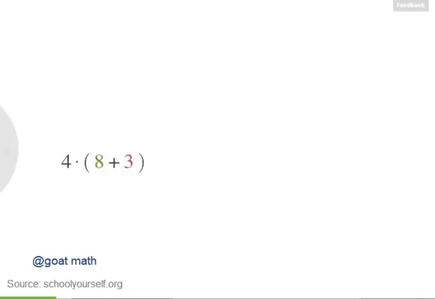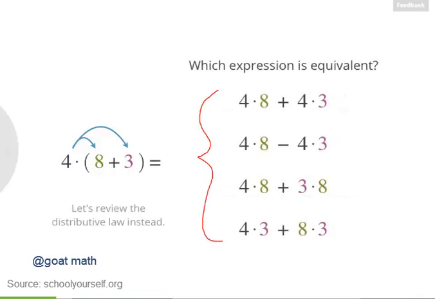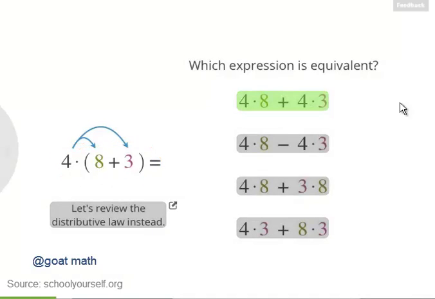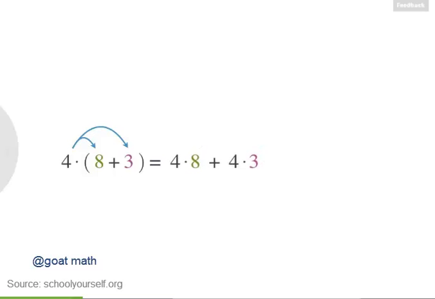Next, let's quickly review the distributive law. If you add two numbers inside parentheses and then multiply by another number, you can distribute the multiplication onto the addition. So which of these expressions is equivalent to 4 times 8 plus 3 in parentheses? Exactly, 4 times 8 plus 3 in parentheses is equal to 4 times 8 plus 4 times 3. And remember, you can also distribute multiplication onto subtraction. So 4 times 8 minus 3 equals 4 times 8 minus 4 times 3.